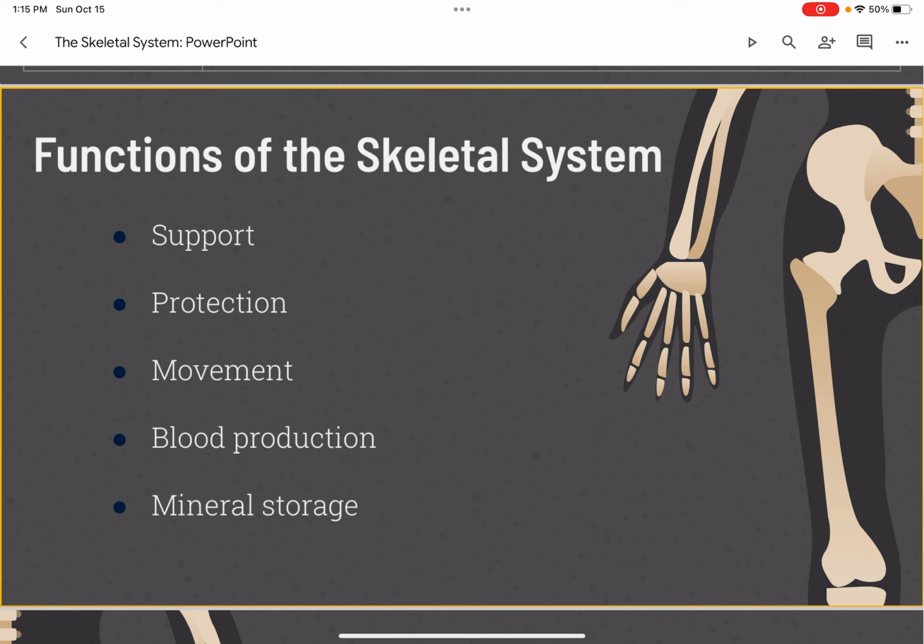The skeletal system has multiple functions. First, support. The skeletal system supports the body by serving as a bony framework for the other tissues and organs. Next is protection. The skeletal system protects delicate vital organs. Next is movement. Bones serve as levers that transmit muscular forces. Next is blood production. The red marrow within some bones produces blood cells. Finally, mineral storage. Bones store and release minerals such as calcium and phosphorus.